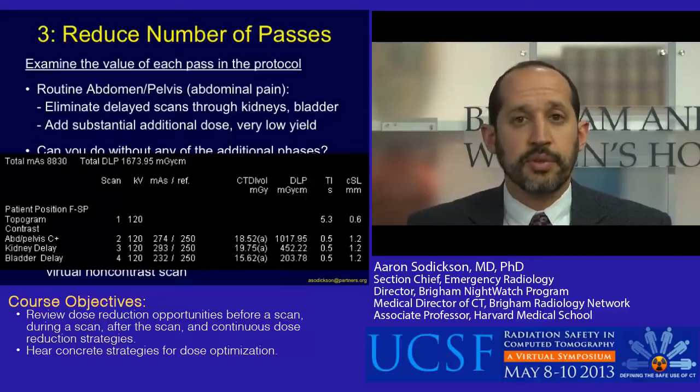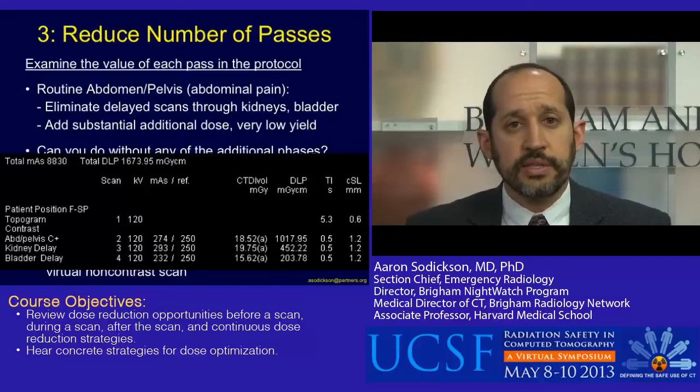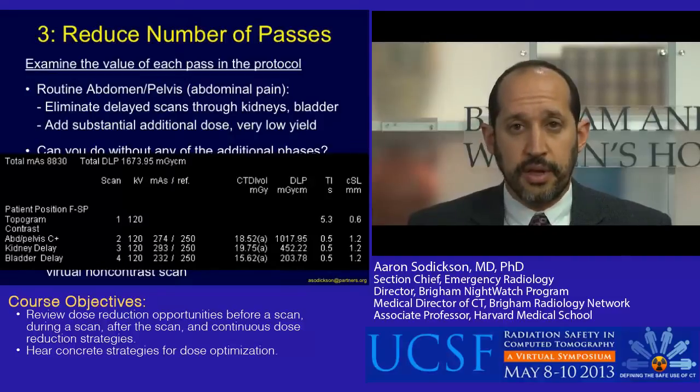Here are several examples that are traditionally 3-pass scans. In certain circumstances, we don't always need all of these phases, and we can spare the patient the additional radiation from one of these passes. And I'll give an example in dissection CT in a moment.